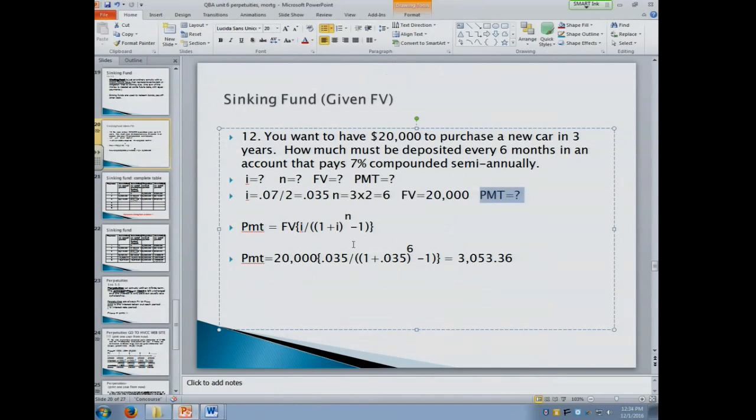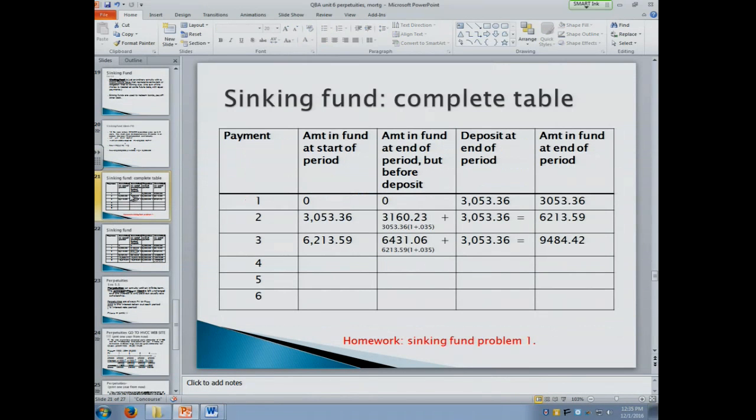Okay. So here's the formula. You substitute it in, and I want you to pause it to make sure you can put this in your calculator correctly. And your payment will be $3,053.36. Let's look at an amortization table for a sinking fund.